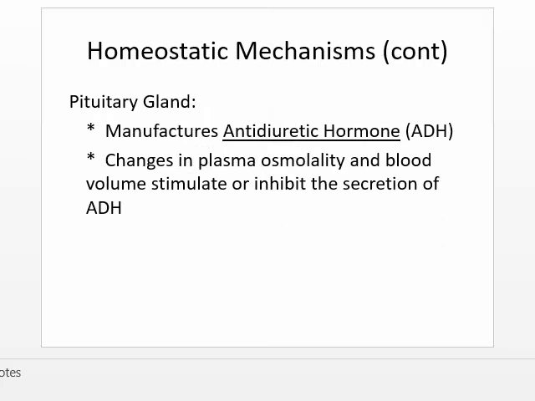In your pituitary gland, that's where it's going to release the antidiuretic hormone, and changes in plasma osmolality and blood volume may stimulate or inhibit the secretion of this ADH. So if you increase ADH secretion, that is going to cause renal retention of water. If you decrease secretion of ADH, it's going to cause an increased output of diluted urine.